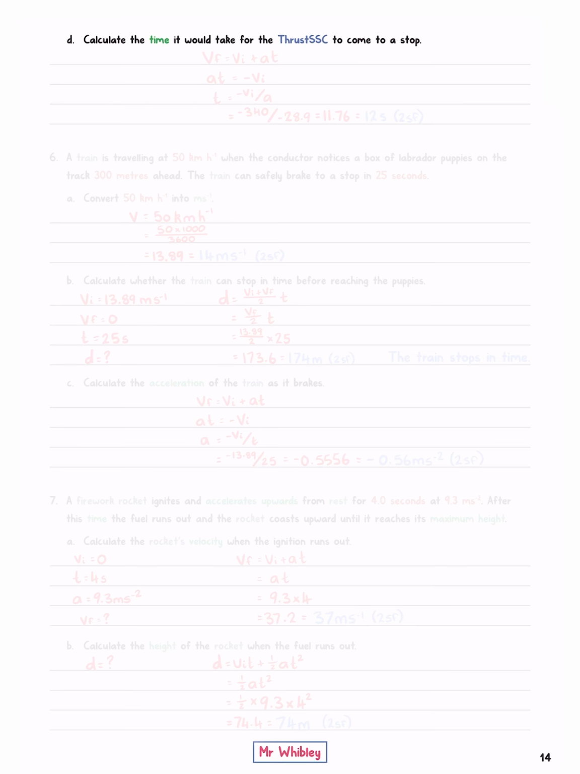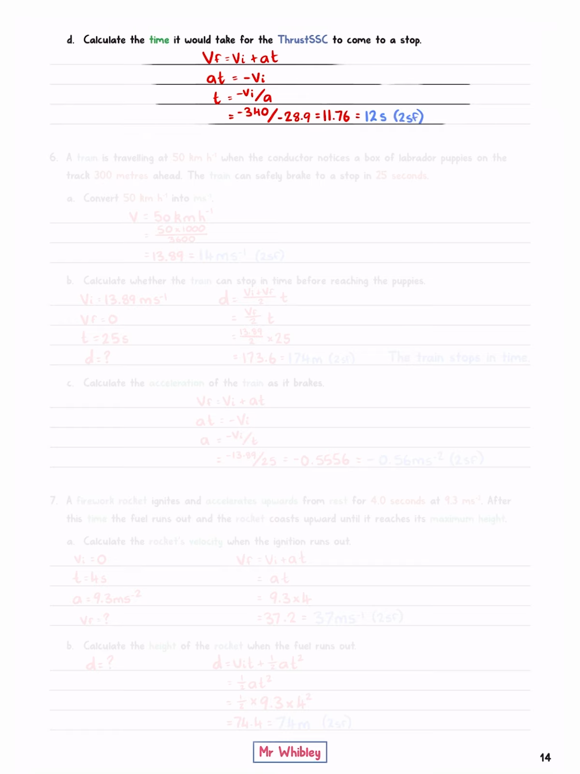To find our time, we can use this equation here. Vf is 0, so we just subtract Vi from both sides, and then divide both sides by a to solve for our time, put in our numbers, which gives us 11.6, or 12 seconds to two significant figures.